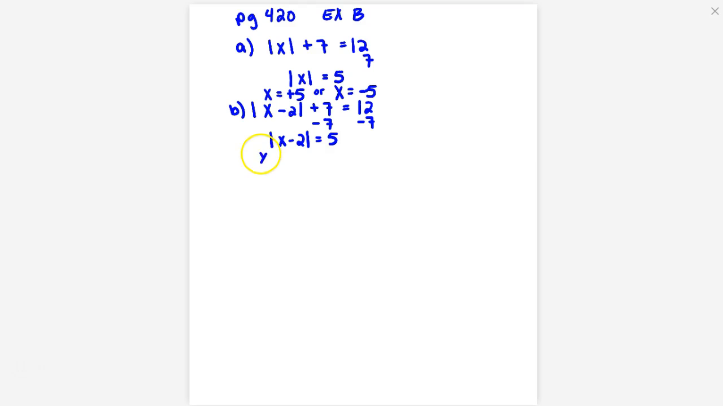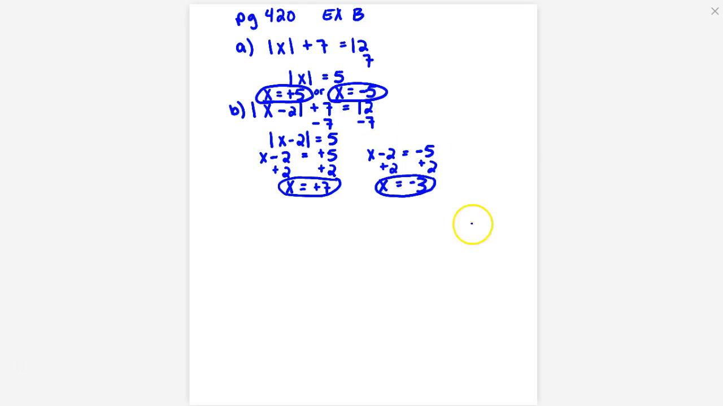So here's what that's going to look like. The first equation is going to say, okay, x minus 2, whatever is inside that absolute value symbol, could be positive 5. Or x minus 2 could be negative 5. So we need to solve both of these equations. So we're going to add 2. Okay, so x could be equal to positive 7. That is one answer. But over here, x could also be equal to negative 3.